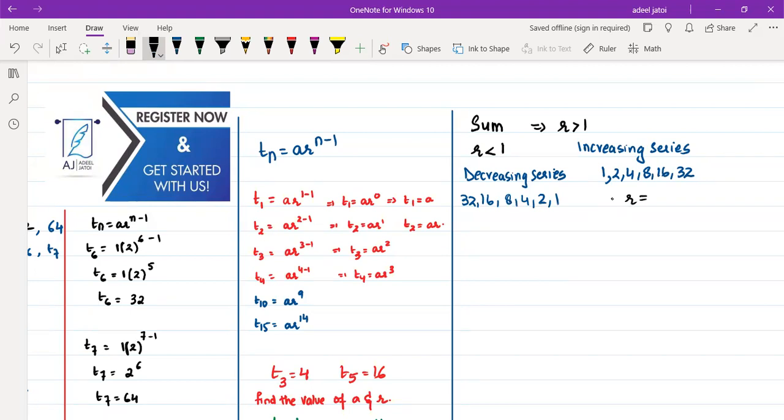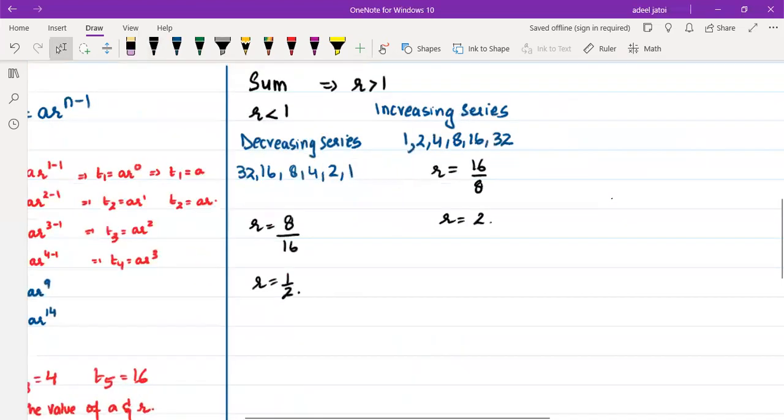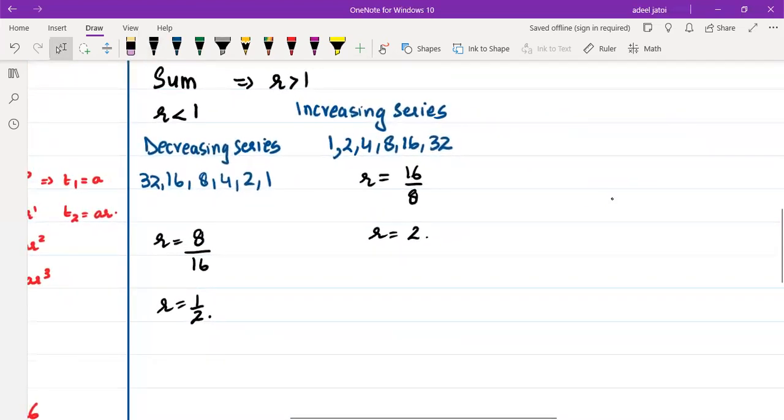For this, the ratio was, let's say, 16 upon 8. So the ratio was what? 2. And here, if I say the ratio is 8 upon 16, so the ratio here will be what? Half. So the ratio for both these series will be different, because obviously to find the ratio, you need to take any term and divide it by the term value behind it. So can I say that 16 upon 8 is 2, but in the decreasing series, similarly, 8 upon 16 will be what?